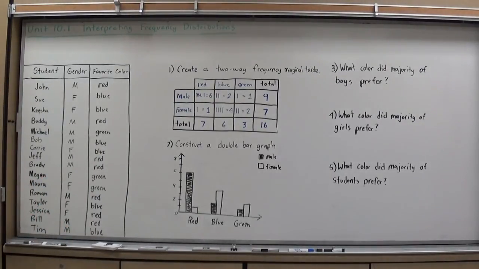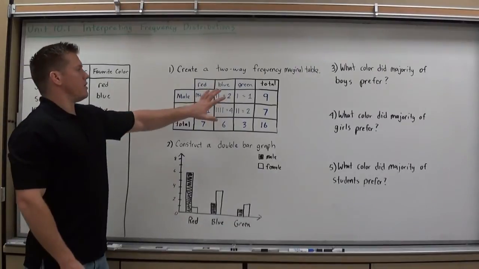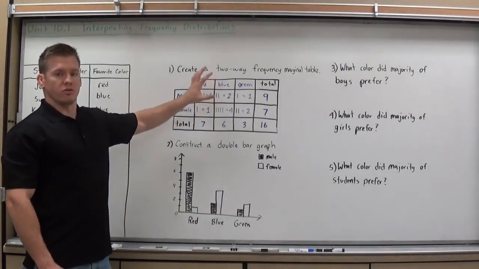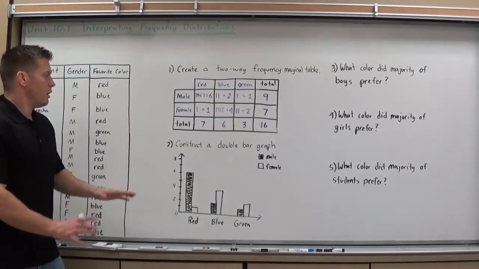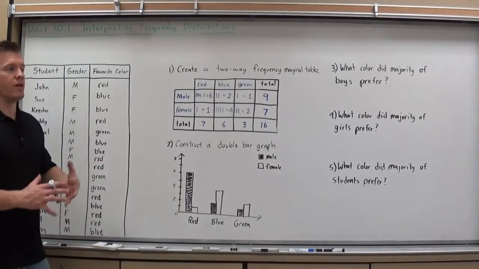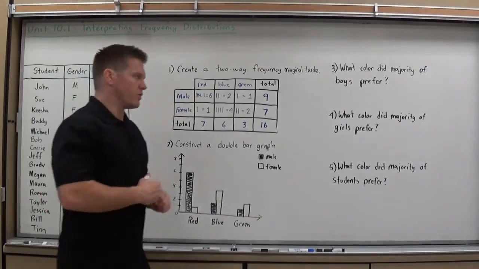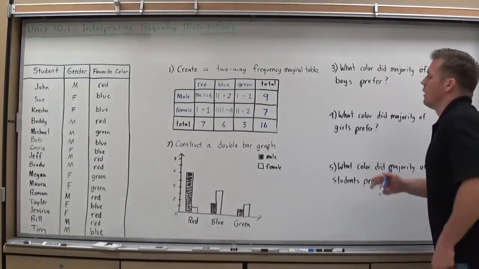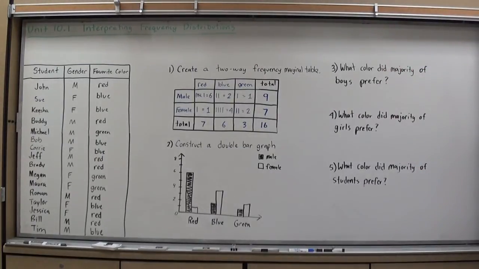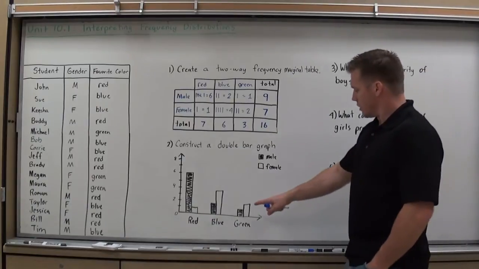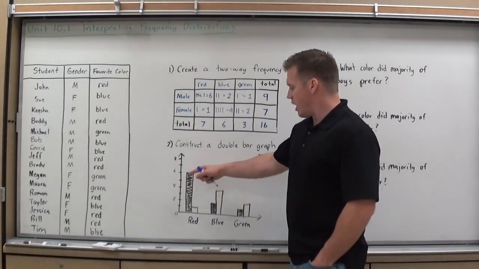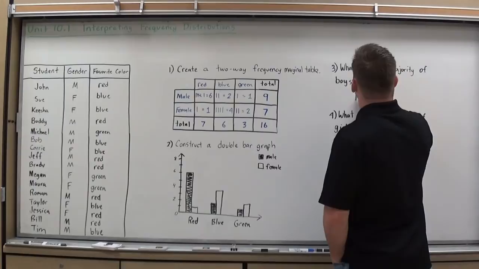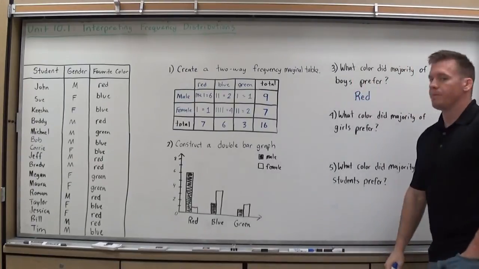So you need to be prepared to make a frequency table and a frequency marginal table that includes the totals like we did here, represent that as a bar graph, and then interpret the bar graph and answer questions. So let's try answering a couple quick questions about this. Like, what color did the majority of boys prefer? So what color did the boys prefer the most? If I look at the bar chart, it's obvious that it's red. Red is the one that goes the highest for the boys.